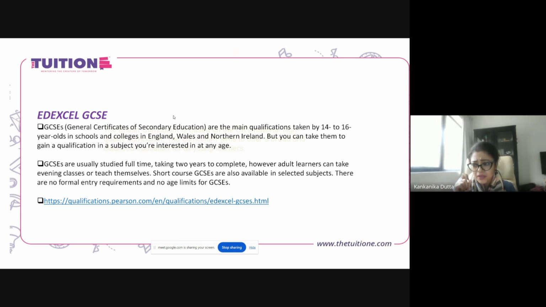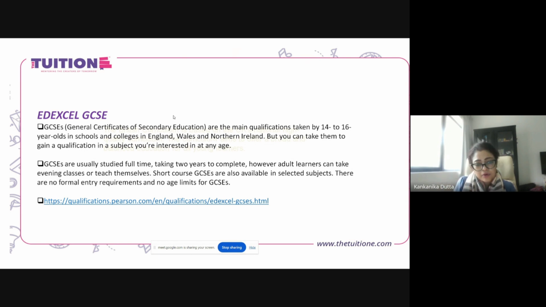So the English language has 2 papers in Edexcel GCSE. Paper 1 is a fiction paper, which is 19th century fiction, and paper 2 is a non-fiction paper. Paper 1 is again divided into 2 parts, 24 and 40 marks. The 24 marks is focused on reading, where the children are expected to analyze, evaluate, infer, deduce, all of that. And the second part is the writing part, which is imaginative writing.